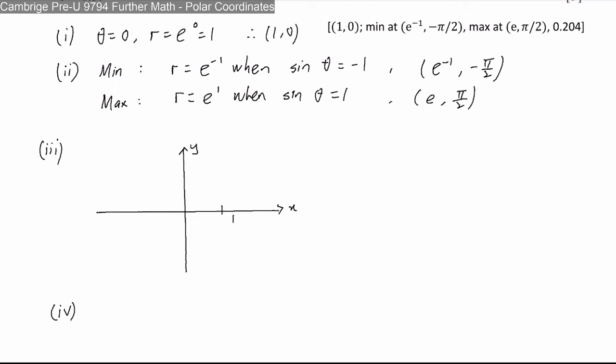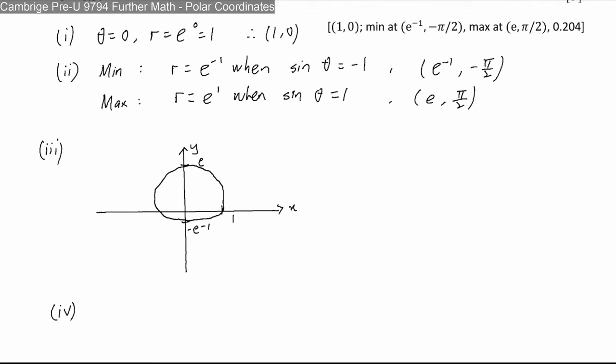So the minimum r occurs at the angle theta, which is negative pi over 2. So this is where our minimum r will occur. Okay, so this value is e to the power of negative 1. And for the maximum, it will actually be e. So we have e for this, and it occurs at the angle of pi over 2. So basically for this one, the graph actually looks like this. You can draw a better graph than mine.